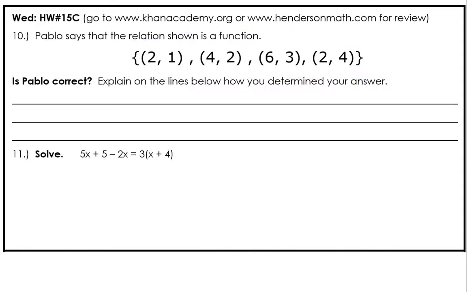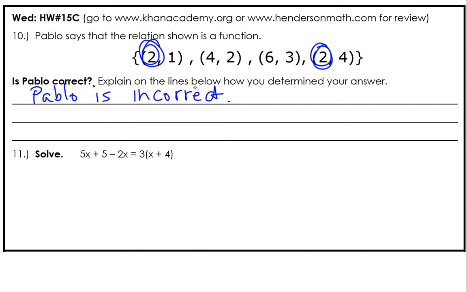So let's take a look at all of our x values. I have a 2, a 4, a 6, and a 2. Are there any repeating x's? Yes. Therefore, Pablo is not correct. Pablo is incorrect.